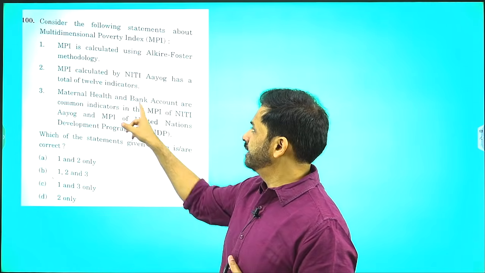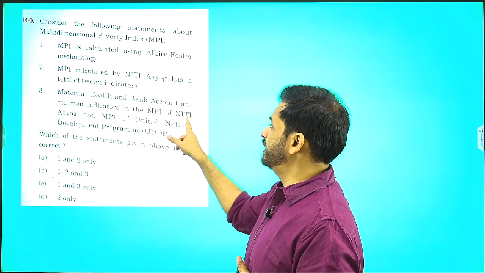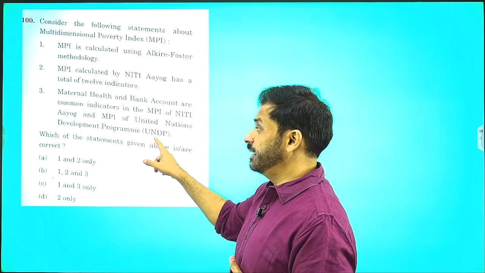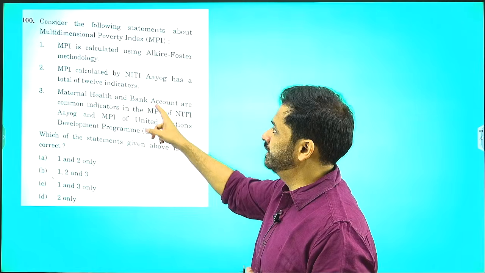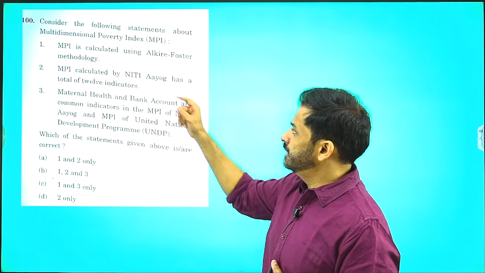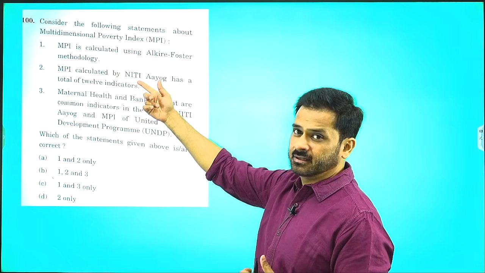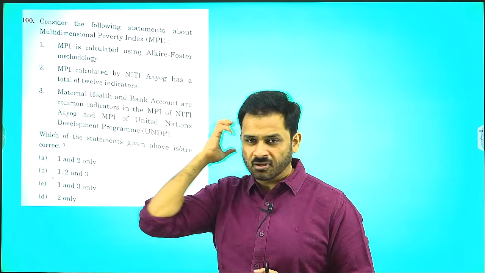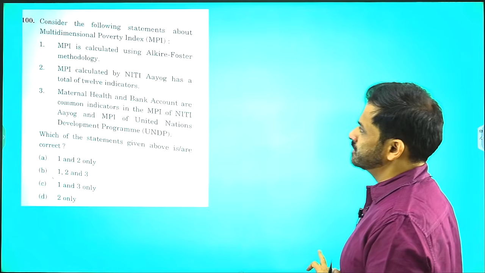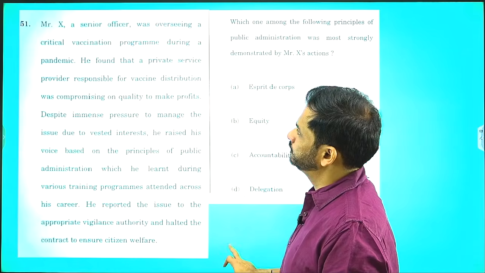So maternal health and bank account are common indicators in MPI of Niti Aayog, and MPI of UNDP is not correct because it is not there in UNDP, it is only there in case of Niti Aayog. MPI calculated by Niti Aayog has a total of 12 indicators, correct? And definitely MPI is calculated using the Alkire-Foster methodology. That's a factual aspect. So the answer for this question will be A.